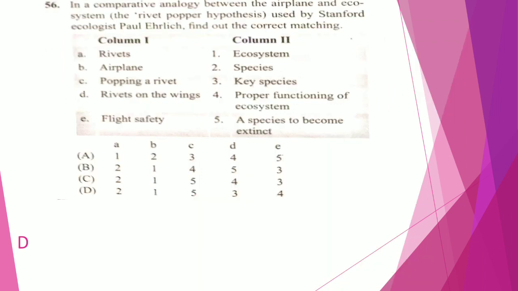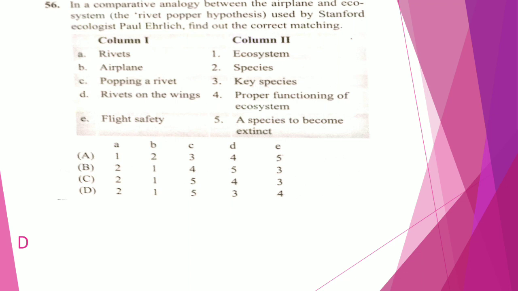Comparative analogy between the airplane and the ecosystem. It is called the Rivet-Popper hypothesis, used by Stanford ecologist Paul Ehrlich. Find out the correct matching. So what does the Rivet-Popper hypothesis say? I told you already, Rivet-Popper talks about the aeroplane. The aeroplane is considered as an ecosystem, right?